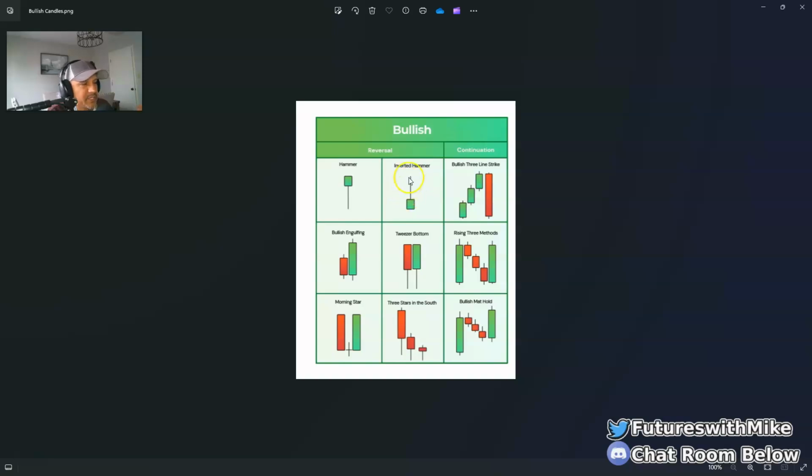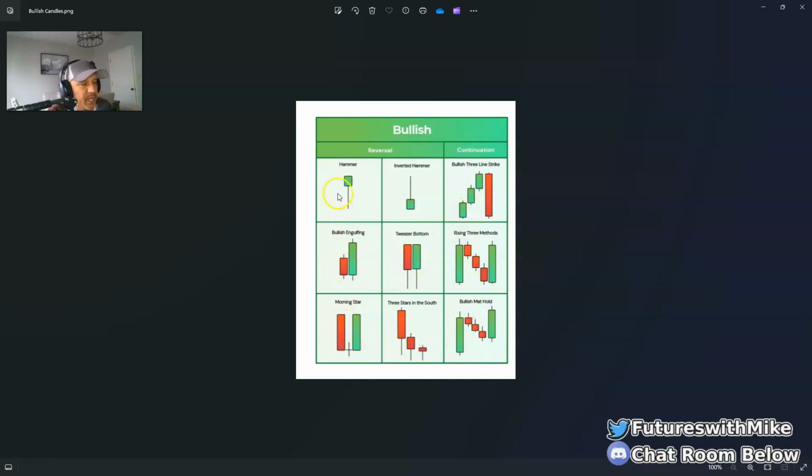And a lot of people will consider this to be a bearish candle in a sense, but because the body closes to the upside, even though we have the wick to the upside, it's still considered a bullish candle. And then you have the bullish three-line strike candles, the bullish engulfing.